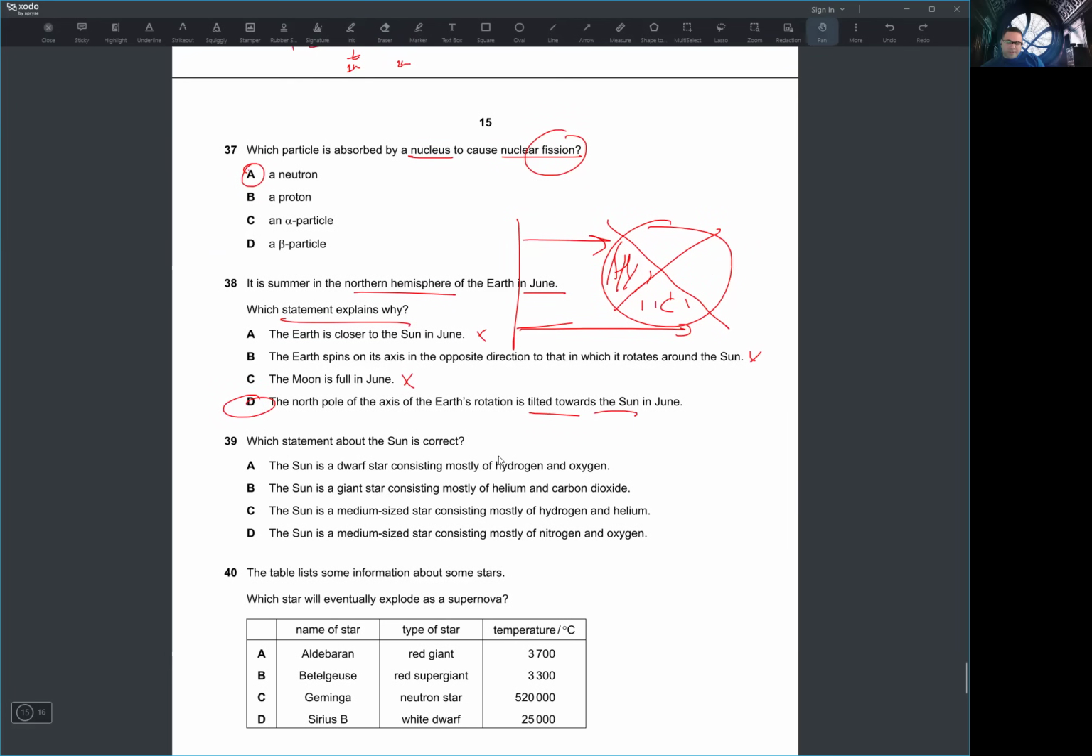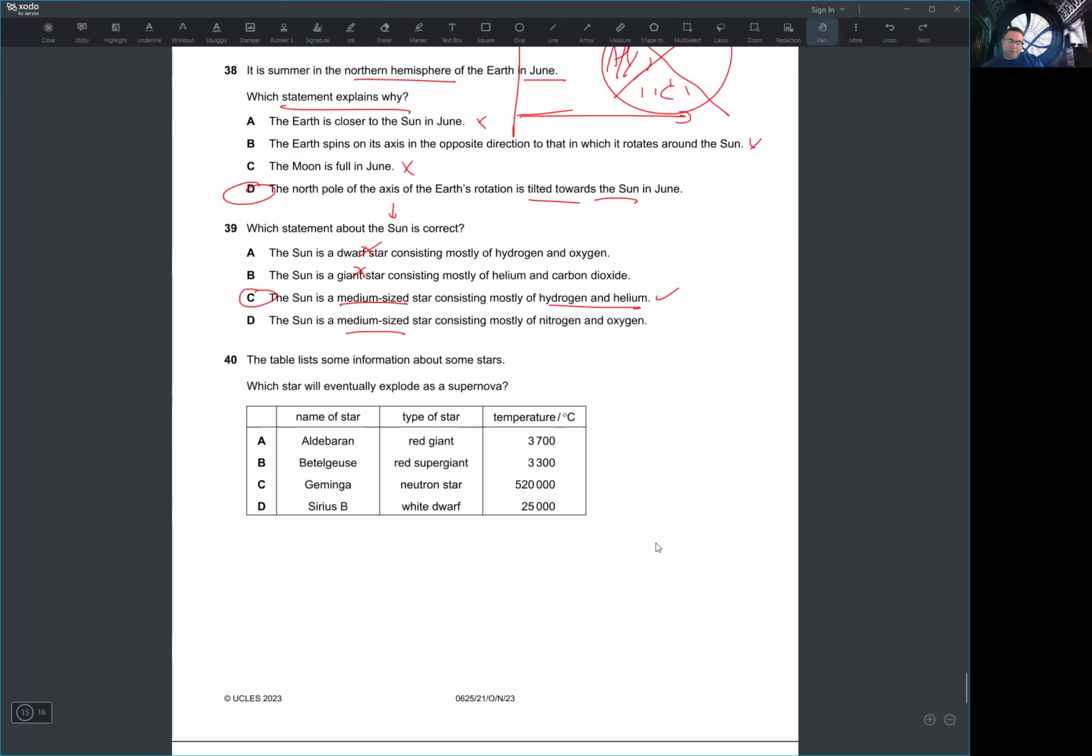39. Which statement of the sun is correct? The sun is a dwarf star. No. Sun is a giant star. No. The sun is a medium star. Yes. Because when he says the sun, it means our sun. That's why it's capital S. It's the name of the sun. Consists of hydrogen, helium, or nitrogen, oxygen. Yeah, hydrogen, helium for sure. So 39C.